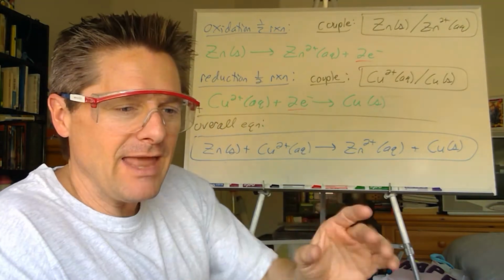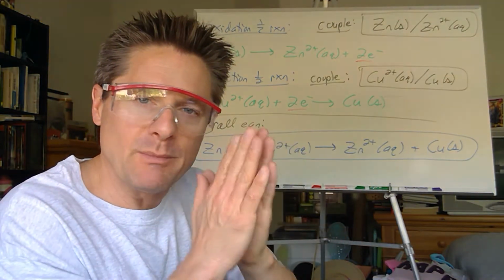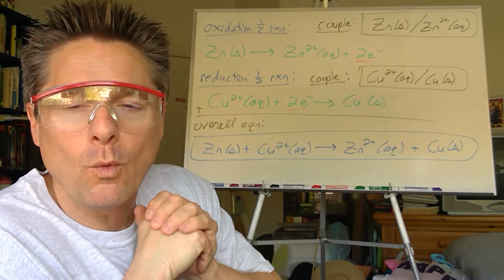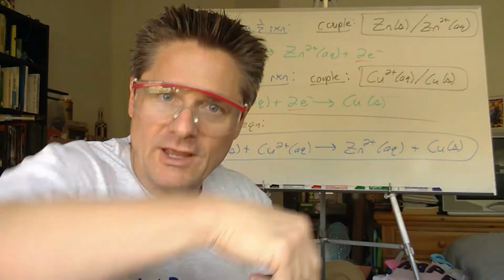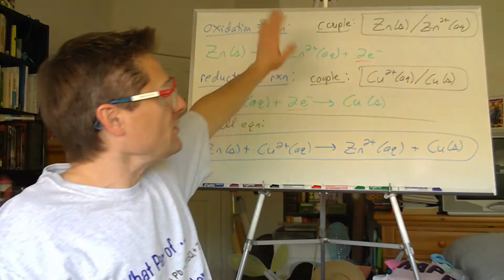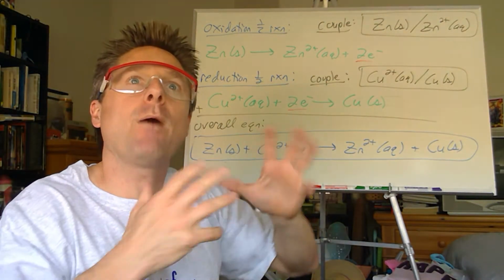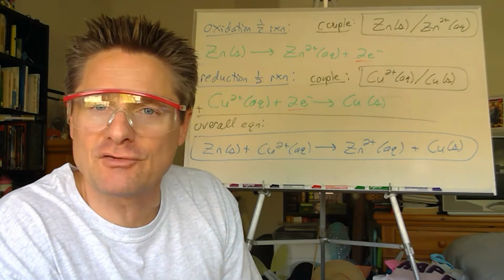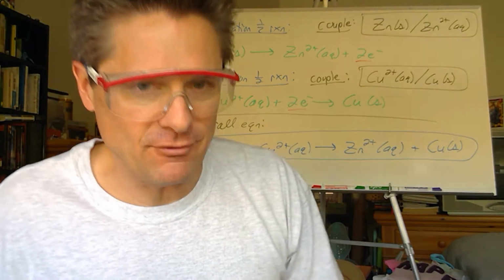And if I had done that in one cell, right, one beaker, the electrons would have been transferred directly and I couldn't get any useful work out of that. But if I put them in separate cells, I can force the electrons to travel around. So you're going to be doing this for a lot of stuff. And the tendency for those electrons to flow is called the cell potential, which we'll look at right after this.